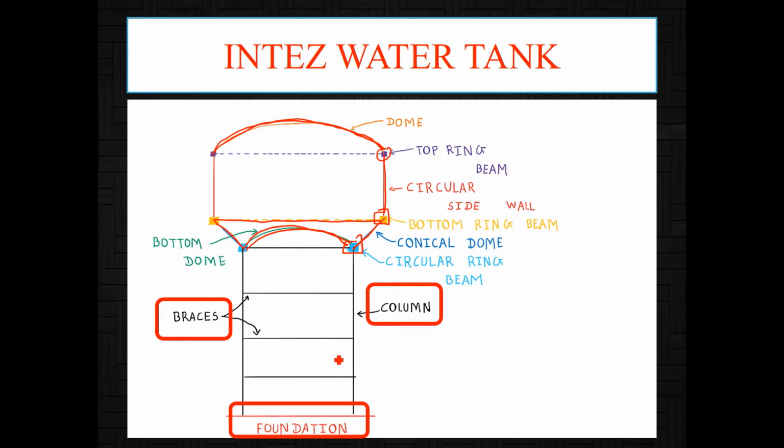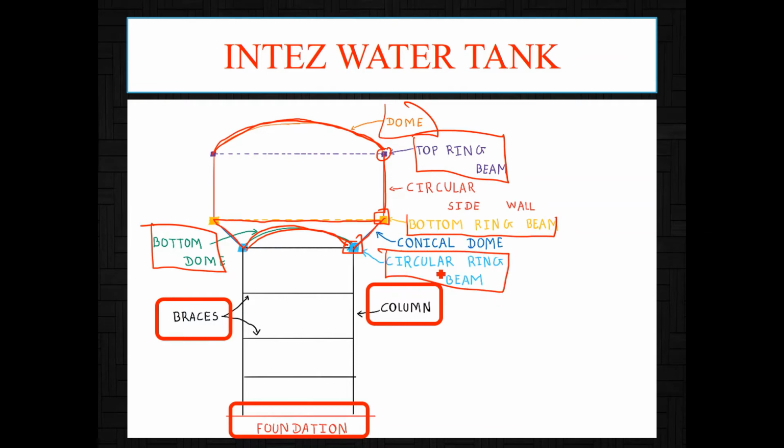So in the Intze tank, we have to design two domes and three types of ring beams. One is the conical dome, and the next one is the circular side wall.